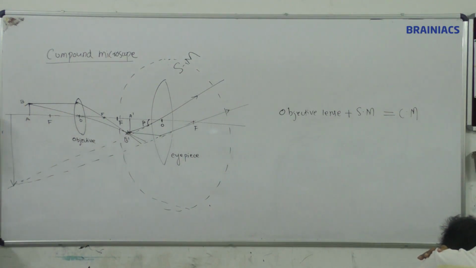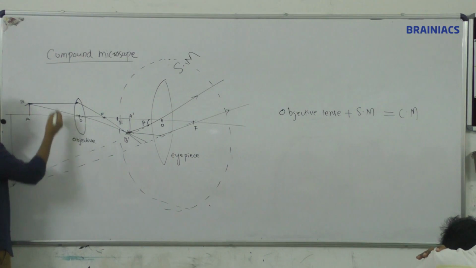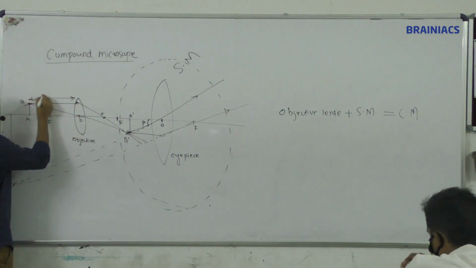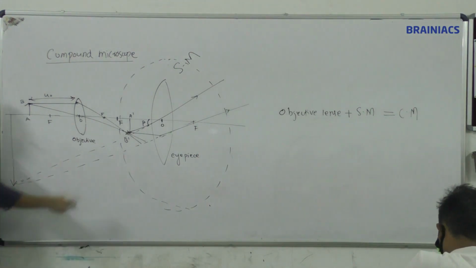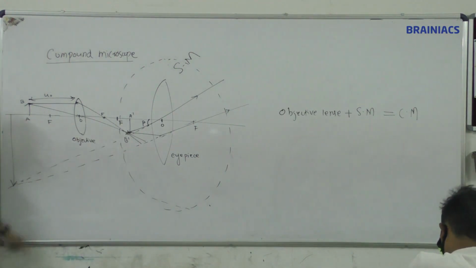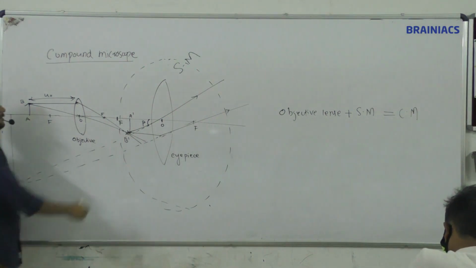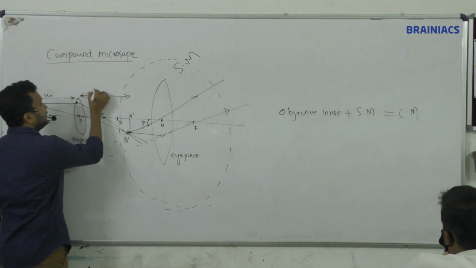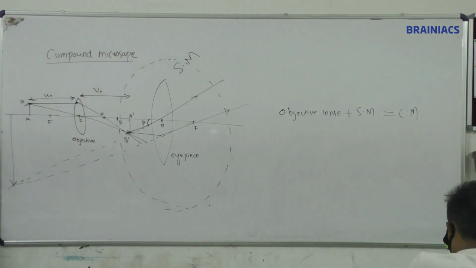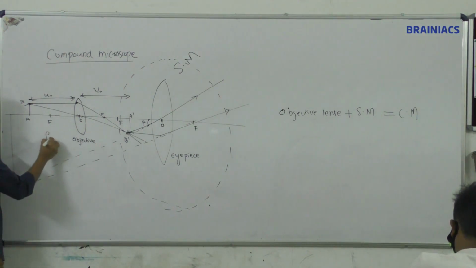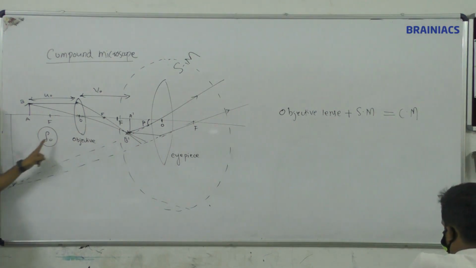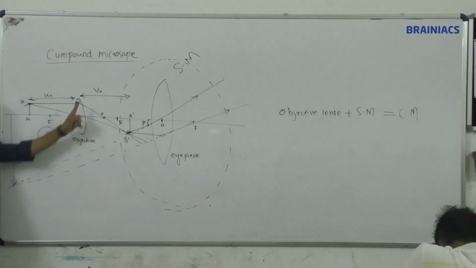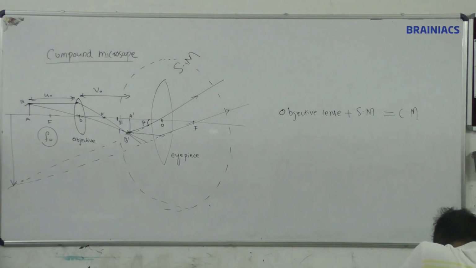Next, I want to mark additional things. This is the object distance for the objective lens, U0. And A dash B dash is the image formed by which lens? The objective lens. So this distance is given as V0. So that is U0 and V0, clear. And the focal length of the objective lens is F0. Everything is clear: focal length of objective lens F0, object at U0, image at V0.